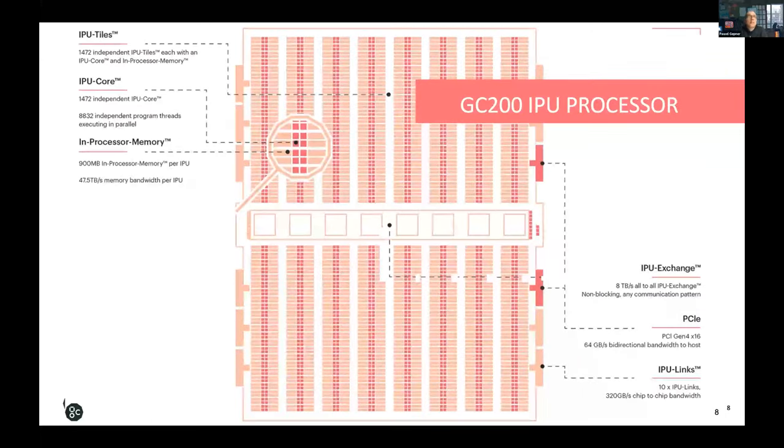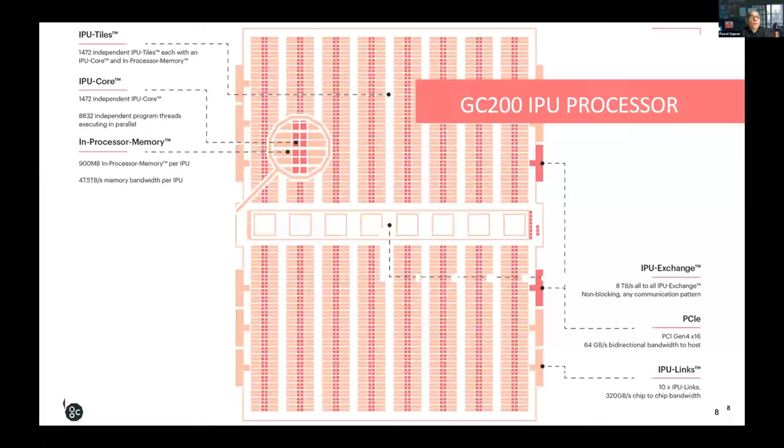So let's look at this floor plan, where we can look a little bit closer at our GC200 IPU processor. As you can see on this floor plan, there are a lot of small squares and triangles, and they represent what we are calling the IPU cores.